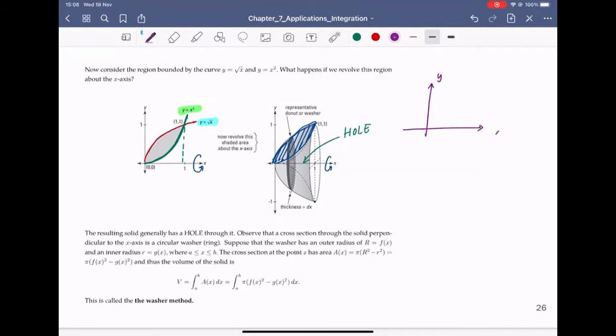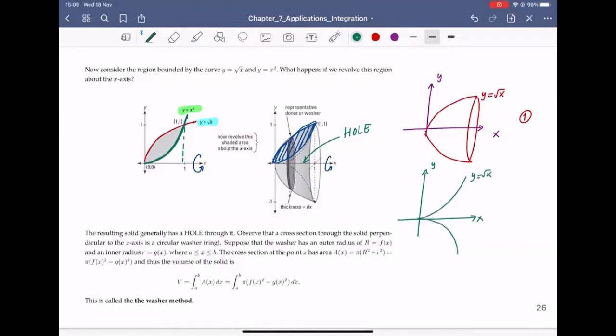idea. So what we do is, since you have y equal to square root x here, right? We're going to rotate y equal to square root x, so we get the solid here first. This is called solid number one. And then after that, we're going to do one more time, but this time we're going to do y equal to square root x, which is this curve. And then if I rotate about the x-axis, I'm going to get this solid, right? And then I have solid number two.